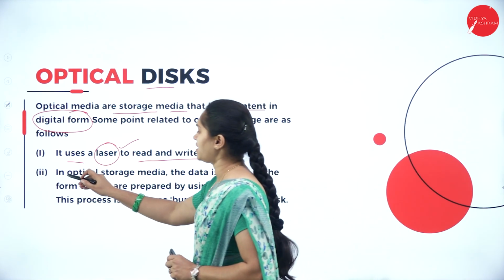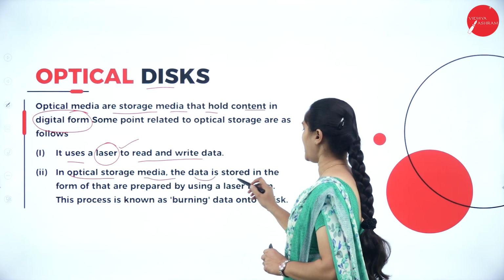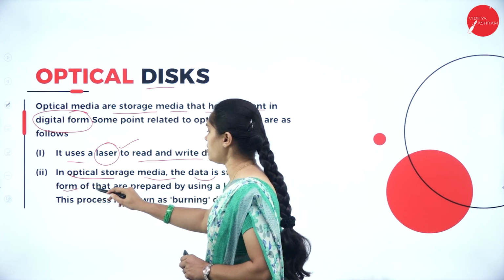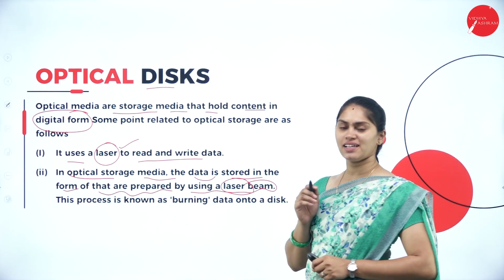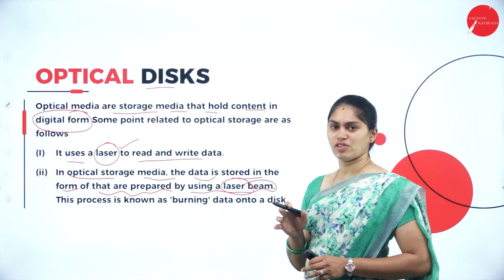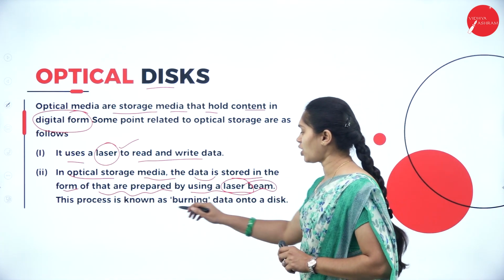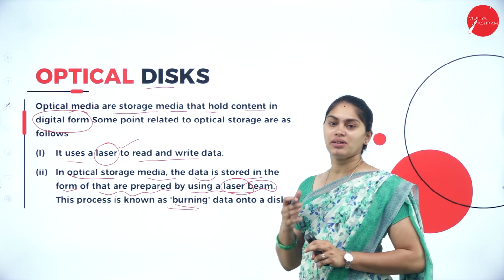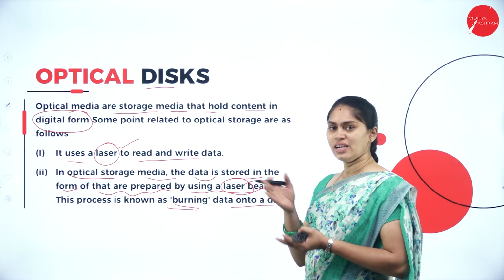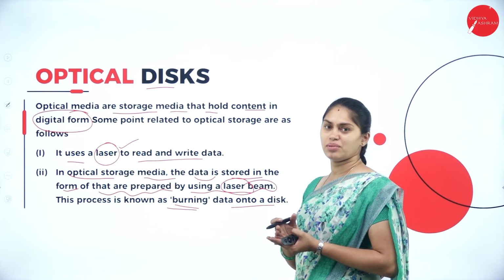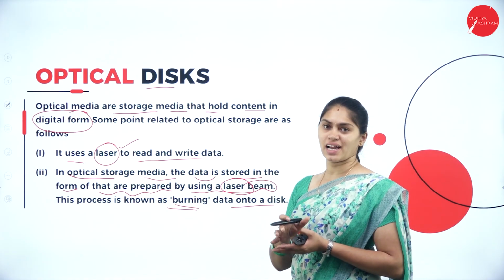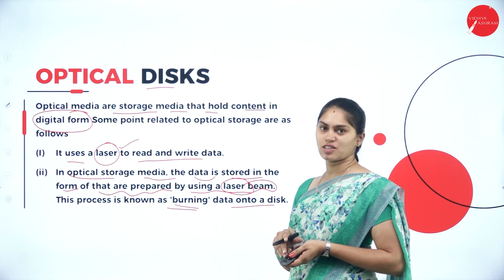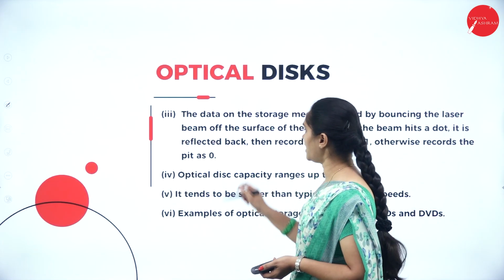So here you can see that in optical storage media, the data is going to be stored in the form of pits that are prepared by using a laser beam. So how is the data going to be stored? By making use of this laser beam, and we call that process burning of data onto a disk. You might have heard of CD burning, DVD burning and all. That means we are storing the data to that optical disk or optical media.